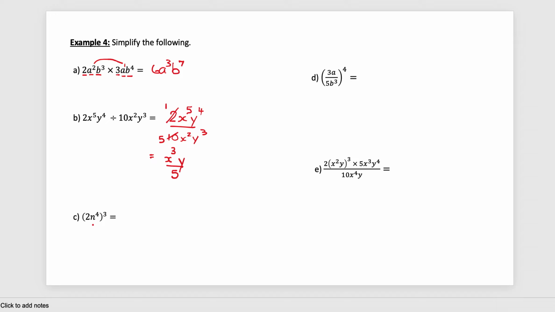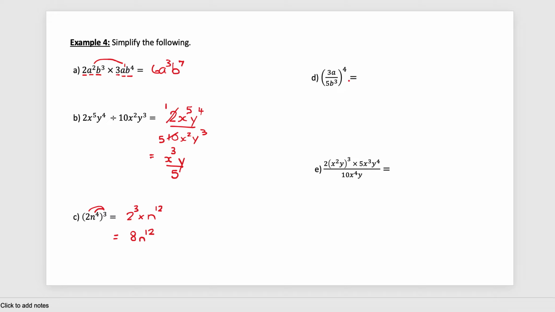Over here we've got 2n to the power of 4, all to the power of 3. So everything within the brackets needs to be associated with this power of 3. So we've got 2 to the power of 3. Don't forget there's times between the 2 and the n to the power of 4. And then we've got n to the power of 4 to the power of 3, which is 4 times 3, 12. And so we just simplify that to 8, because 2 times 2 times 2 is 8. 8n to the power of 12.